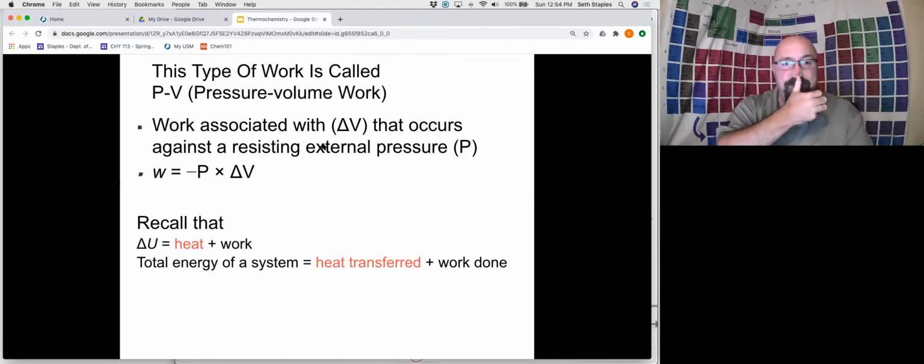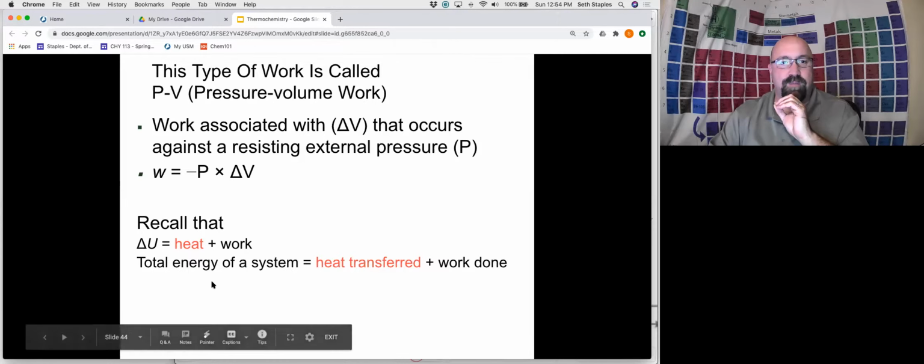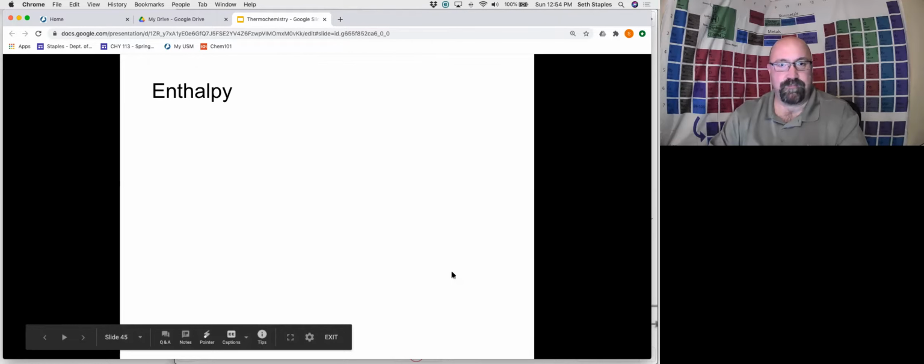And so this type of work that is associated with a volume change against some sort of resisting pressure is called pressure volume work. And so if we remember that our total amount of energy is our heat plus our work, the total amount of energy is the heat transferred plus the work that is done.